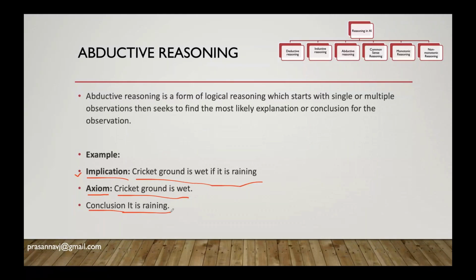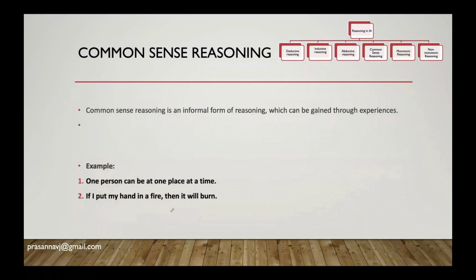The next is common sense reasoning. We all have some common sense reasoning in terms of many facts we cannot change. For example, one person can be at only one place at any point in time. If I put a hand on a fire, then it will burn. So these are common sense reasoning. These reasonings are facts that cannot be changed.